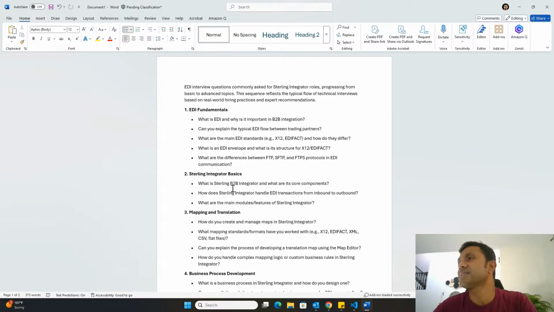The next one is, what is an EDI envelope and what is its structure for X12 and EDIFACT, right? So if you have already answered that in the previous question, as I mentioned, then they might skip this, right? But if you haven't asked about the envelope differences and all that, they might ask a follow-up question to that, right? So be prepared for that.